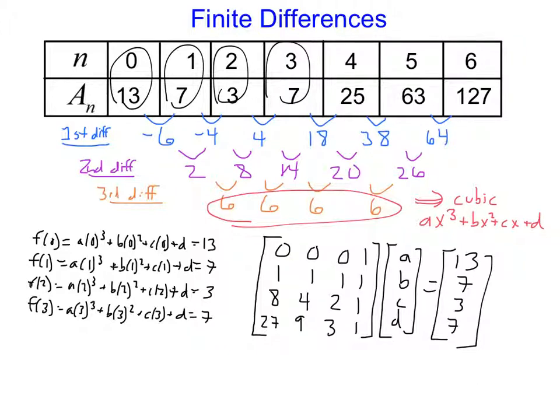So if I ask how this 3 is generated, that's row 3, column 1, so that's going to be this times this: 8 times a, 4 times b, 2 times c, 1 times d. That's exactly what this equation here is giving me. So that's where the numbers in that coefficient matrix are coming from.